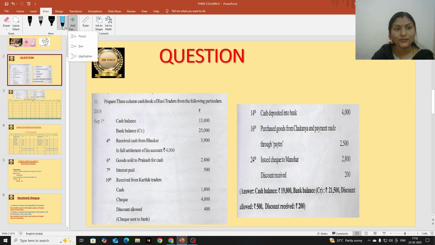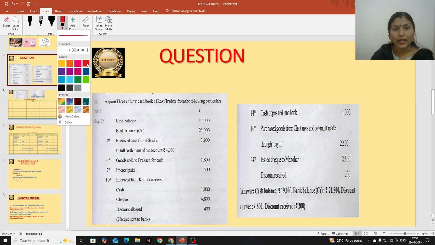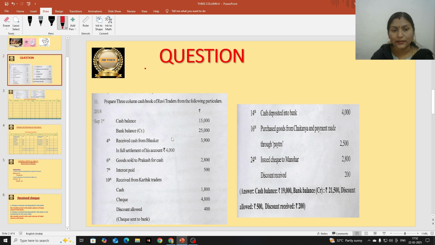Cash balance as well as bank balance, two are there. Cash balance 15,000. What is the cash balance? 15,000, and bank balance 25,000. But they mentioned bank balance credit, so this bank balance we should record on the credit side. That is the meaning of that.